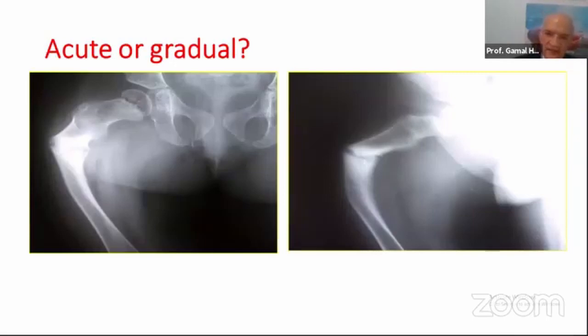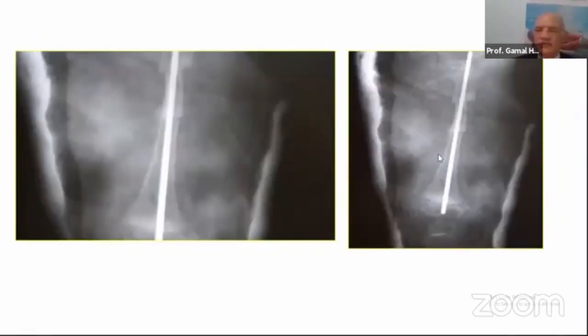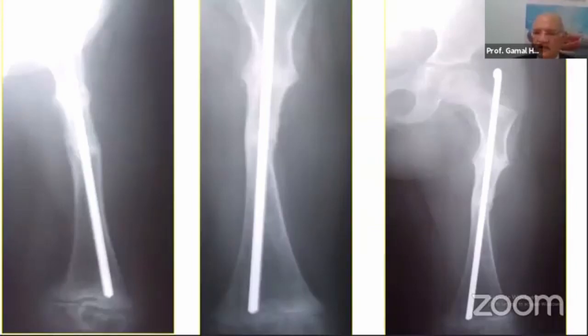But we did acute correction. Why? This patient had osteogenesis imperfecta. The diagnosis is very important. The clinical diagnosis is osteogenesis imperfecta. In osteogenesis imperfecta, we have lax soft tissues, so it allows you to do acute correction. So you don't have to do gradual correction. So we did acute correction.